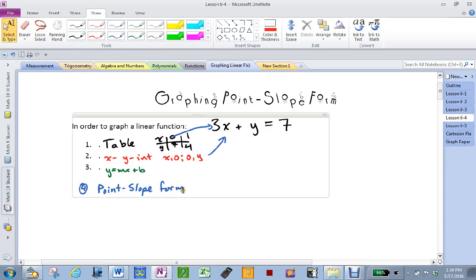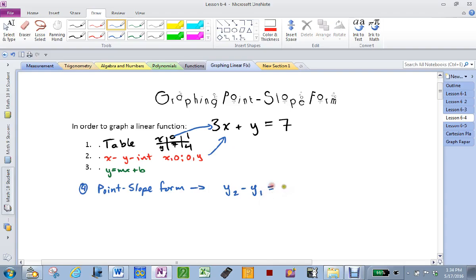Right? Everybody cool? Okay. Well, now you're going to learn a fourth way, and this is called point-slope form. Now, I'm going to write out what it looks like, and you're going to recognize everything that's in it. You're going to have seen it already. Point-slope form looks like this: y2 minus y1 equals m bracket x2 minus x1.